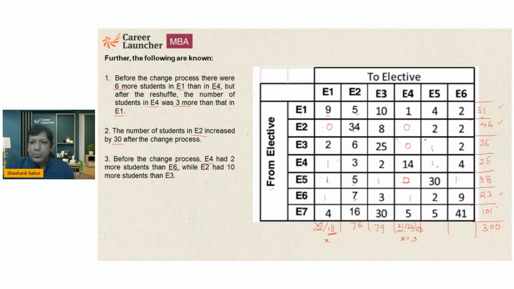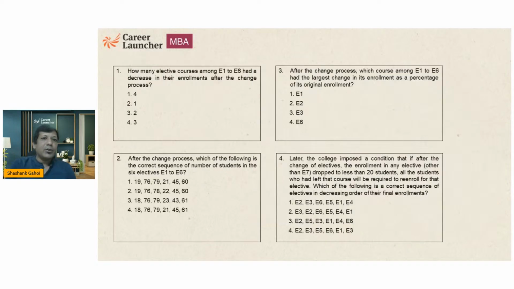4 plus 2 plus 2 plus 2, 10, 40, 45. Okay. Then this is 10, 10 plus 10, 20, 20 plus 41 is going to be 61. Okay. So I filled up the complete table. Now let's try to get the answer.